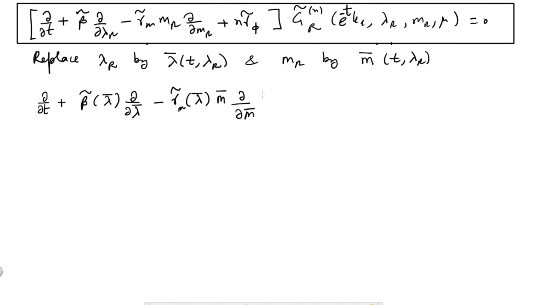I want to make the arguments explicit. So I'm making all the arguments explicit now. So here mr is a function of lambda r, right? The renormalized mass is a function of the renormalized coupling constant. So if I had written here mr of lambda r, which is something I should have done, then when you replace it, the argument will change to lambda bar, and del over del m bar. Again, this has the same argument, lambda bar, plus n gamma tilde phi. Again, this is a function of lambda bar.